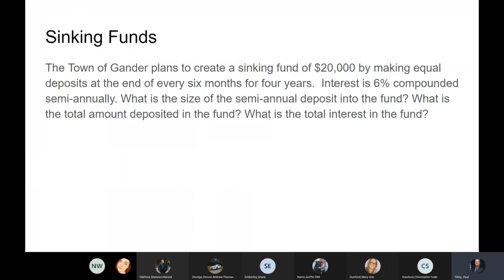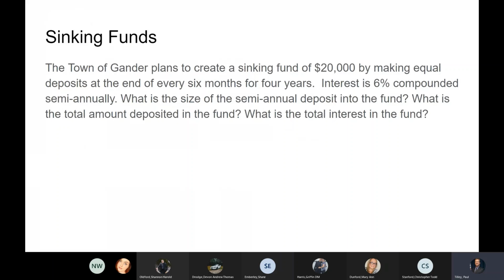Another thing that we looked at was sinking funds. Now, a sinking fund is a reverse loan. So effectively, you gather up your money to a desired amount, and then you go buy the product. Question is, how much do you need to put in, and how long do you have in order to gather it up?